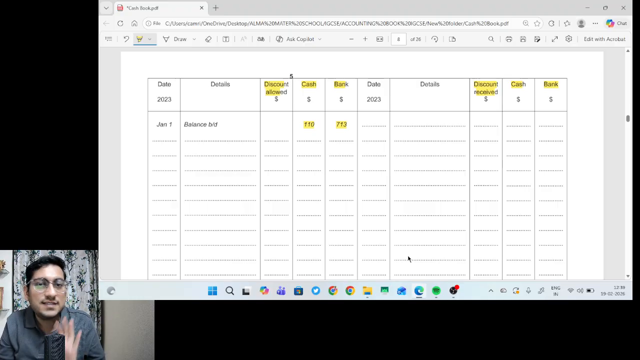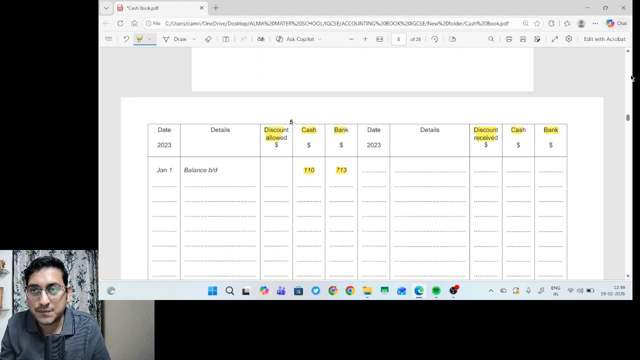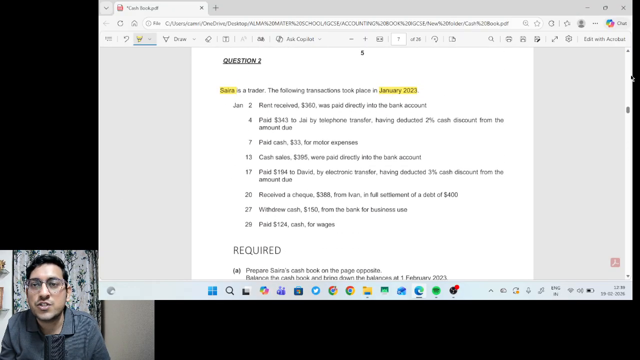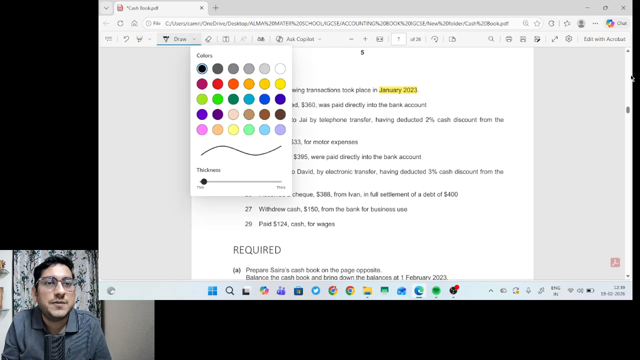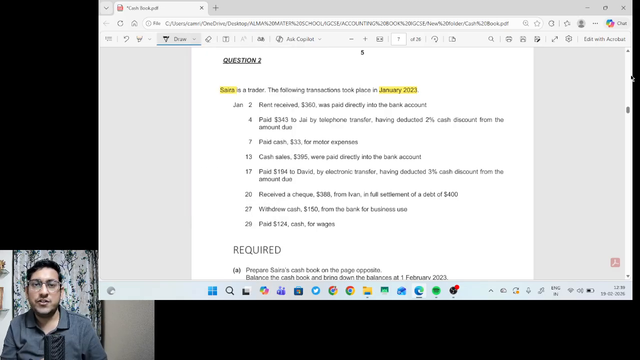So the opening balances are very important, guys. Please check the question. If not given, we have to first put down the opening balances in the cash book. So let us begin by solving this question. Saira is a trader. The following transactions took place in the month of January 2023.